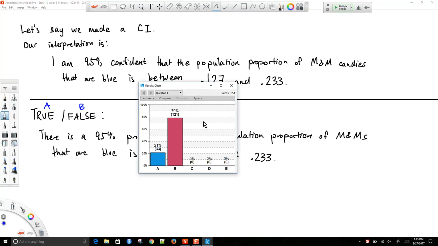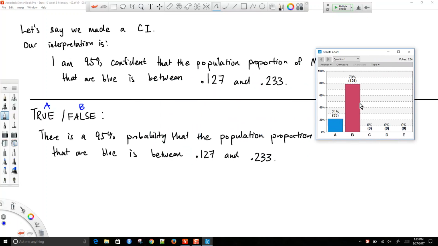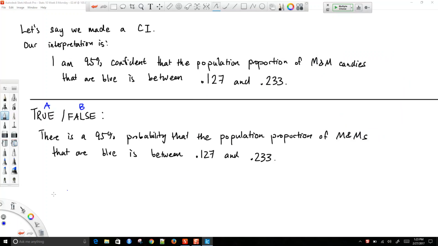The correct answer is false. Okay, all right, let's discuss why. Now a lot of you probably clicked false because you felt like this has got to be a trick question or something. You're not quite sure why. Okay, well, let me explain.